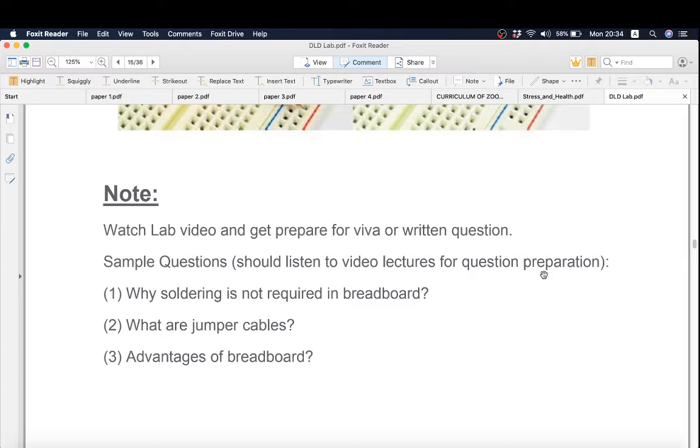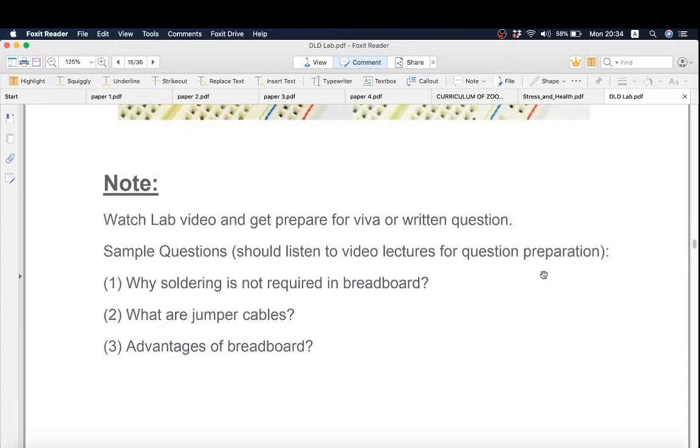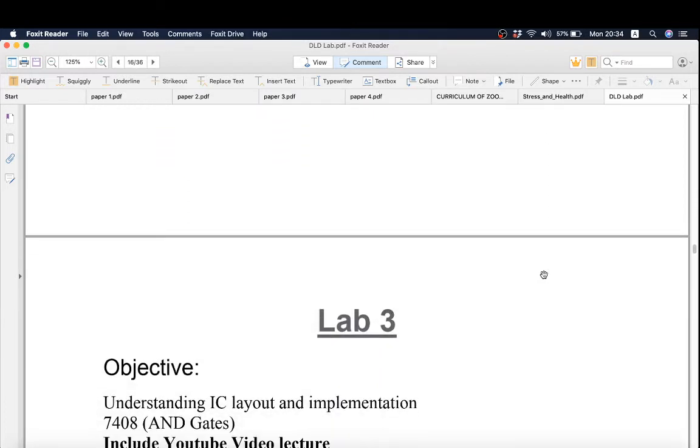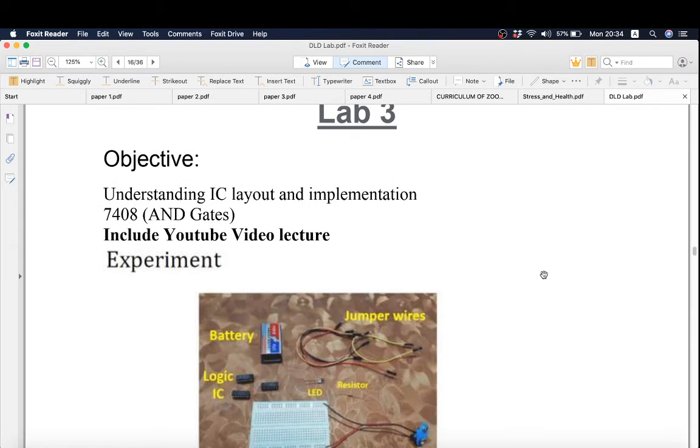What are these? For example: Why is soldering not required in the breadboard? What are jumper cables? What are the advantages of a breadboard? These answers can be found from the theory and from the video lectures also. So you have to keep this type of question in mind while preparing for the exam.